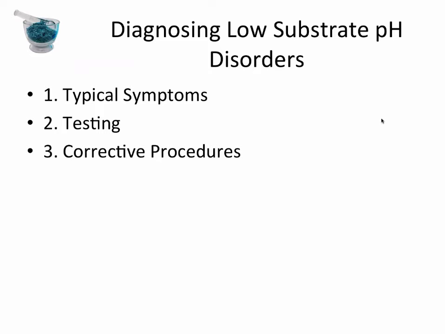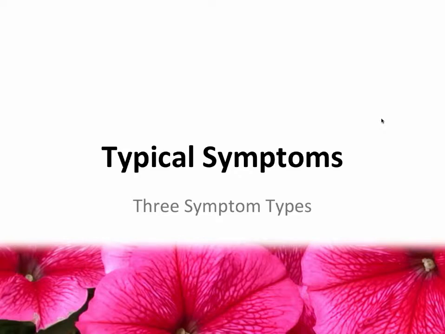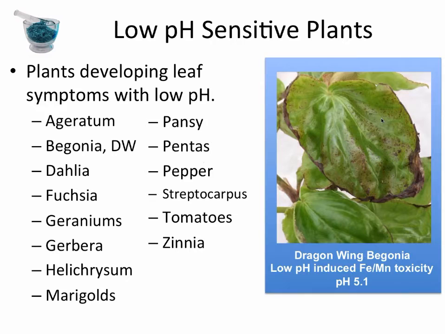So when we look at typical symptoms, there are basically three different symptom types that we run into when you're looking at low pH problems. So we're going to go through each one of these. To give you a better idea, here are a number of plants that run into low pH symptomology problems. Ageratum, dragonwing begonia, dahlia, fuchsia, geranium, gerbera, heliochrysum, marigolds are common. And then pansy, pentas, peppers, streptocarpus has problems, tomatoes, and zinnias.